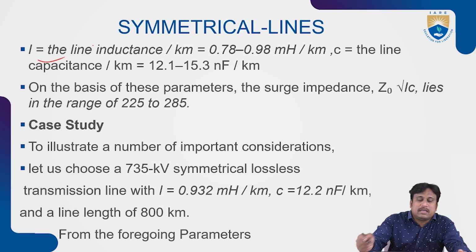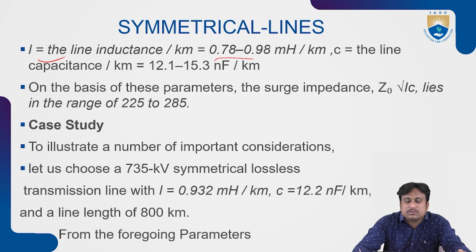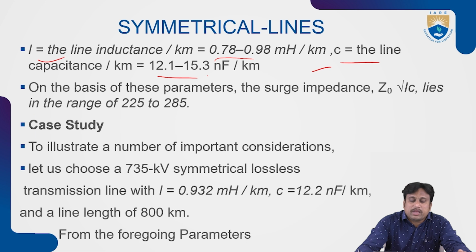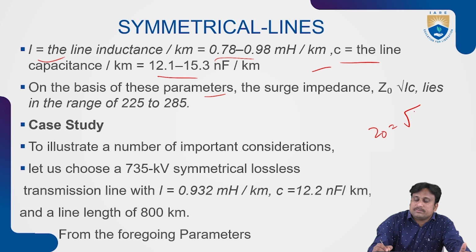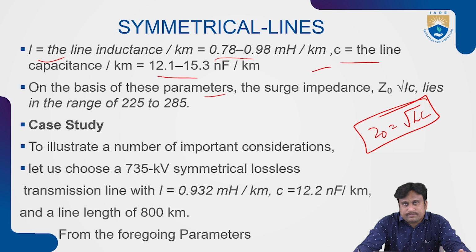So here L is the line inductance per kilometer. That should be 0.78 to 0.98, and its units are millihenry per kilometer. C is the line capacitance per kilometer, and its value is about 12.1 to 15.3 nanofarad per kilometer. On the basis of these parameters, surge impedance Z0, that is treated as root L by C, lies in the range of 225 to 285 ohms.